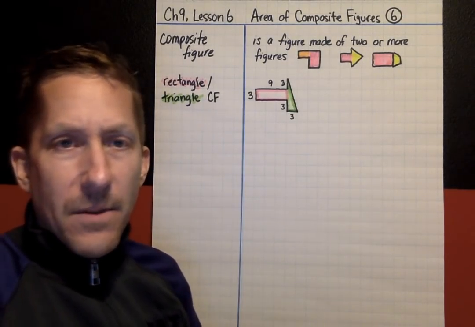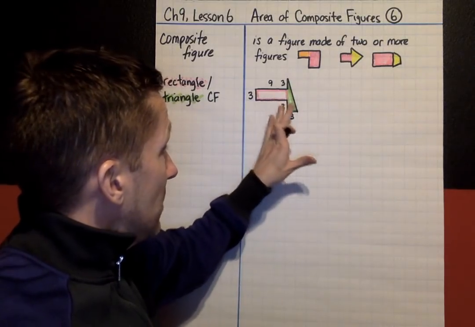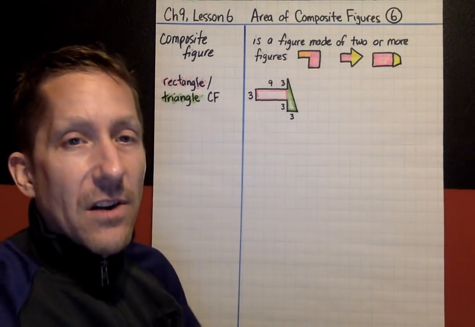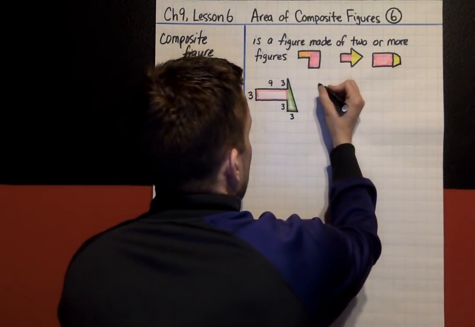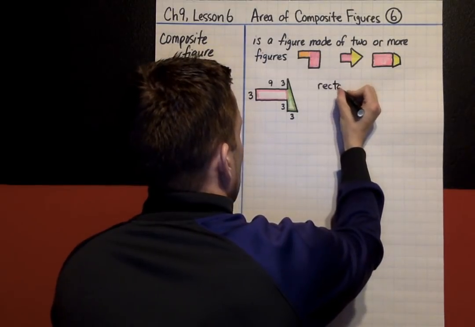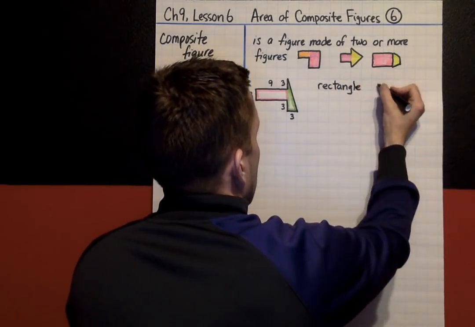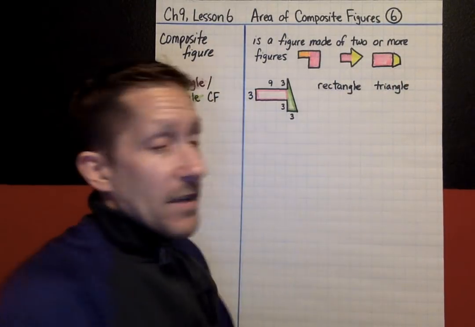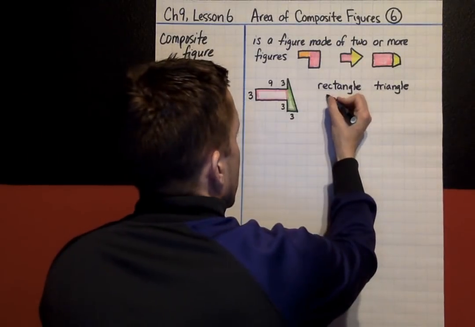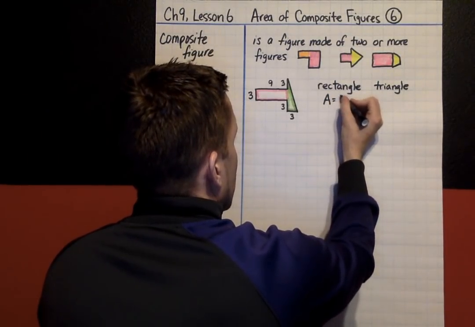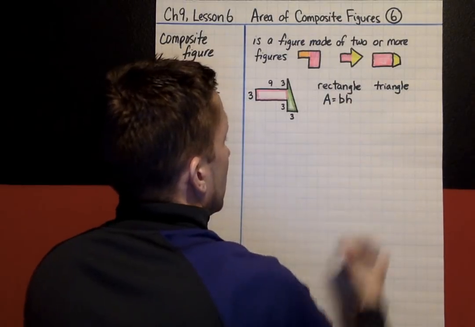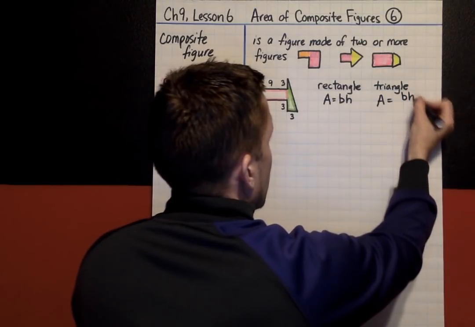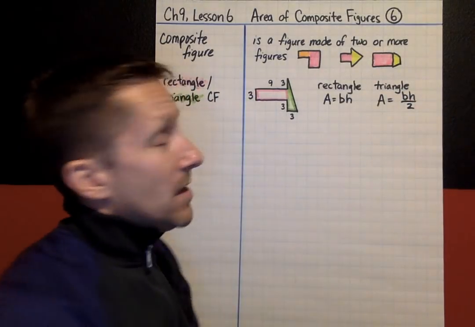Always, the big idea with composite figures is to break up the composite into the shapes that you know the area of and start with the formula. So, rectangle and a triangle. Always, always write down the formula. Area of a rectangle is area equals base times height. The area of a triangle is area equals base times height divided by 2.